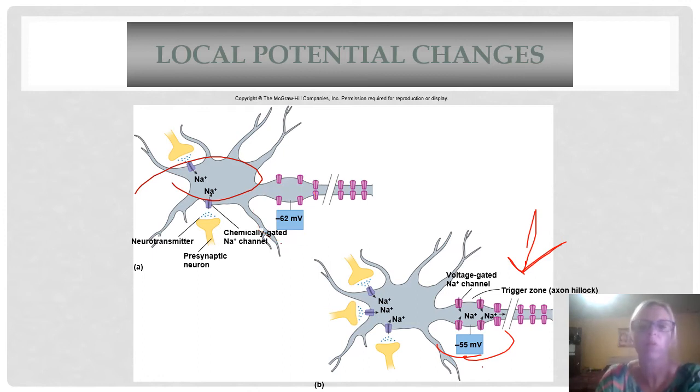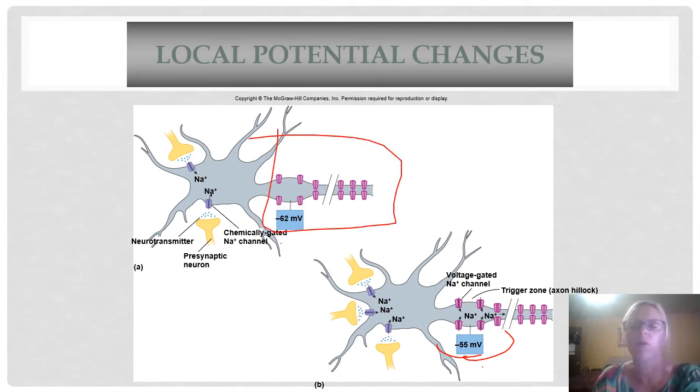All right, and so as soon as it reaches that threshold amount, and I want you to look, I'm going to erase a little bit more. Look at this portion here. There's nothing going on, all right? No sodium going in. But once you reach that -55, sodium ion channels begin to open, and it's going to go all the way down the axon, okay? They're going to allow the sodium to flow in, which is then going to trigger the potassium to flow out.